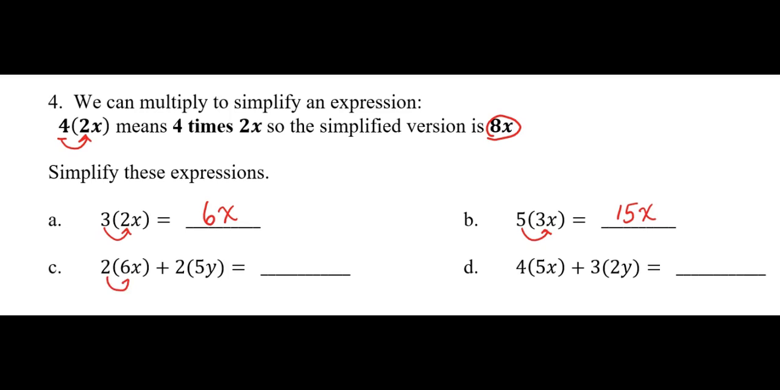Here, I'm going to take 2 copies of 6x. That's 12x. And to that, I'll add 2 copies of 5y, and that would be 10y. So the simplified expression is 12x plus 10y. And in problem D, I have 4 copies of 5x, which would be 20x. And to that, I'll add 3 copies of 2y, which would be 6y. So the simplified expression is 20x plus 6y.